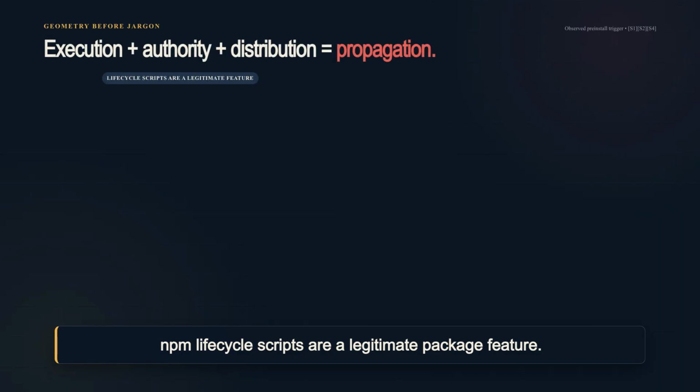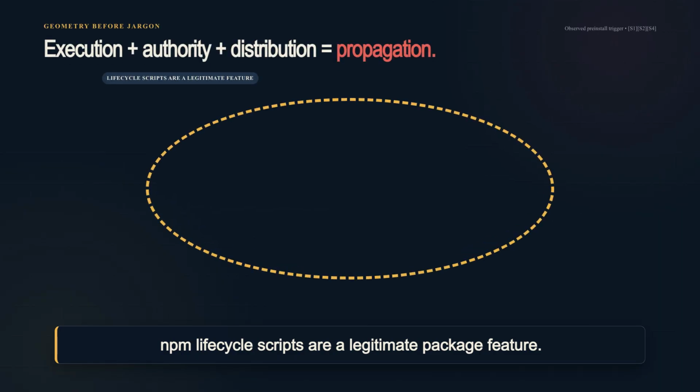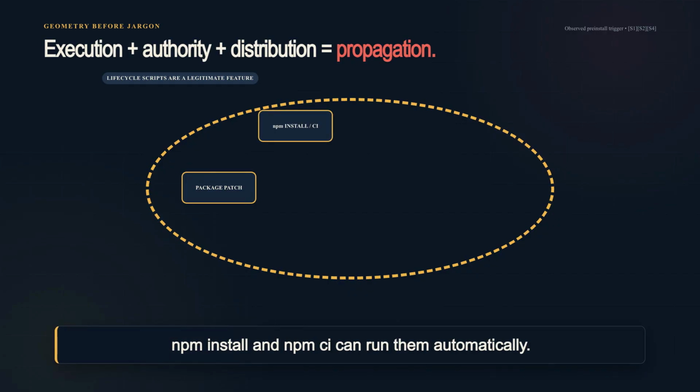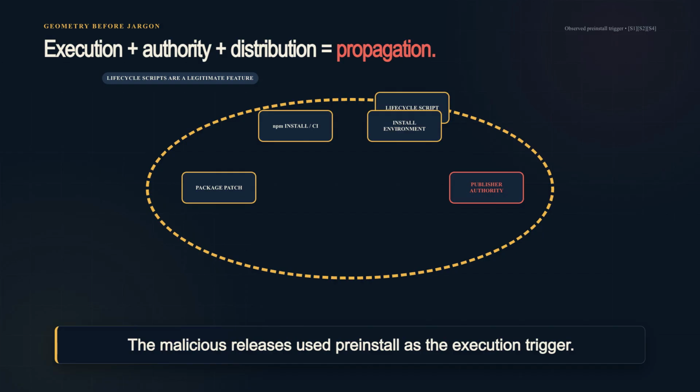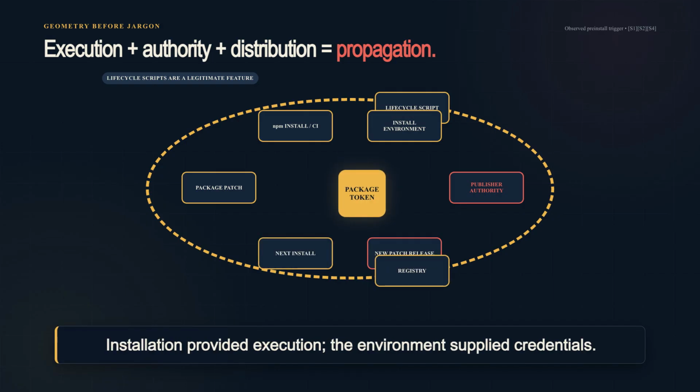Start with a normal feature. npm packages may declare lifecycle scripts. During npm install or npm CI, npm can run pre-install, install, and post-install. In the malicious releases, a pre-install entry launched the payload before the install finished.